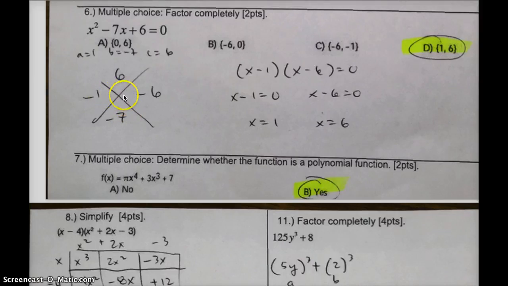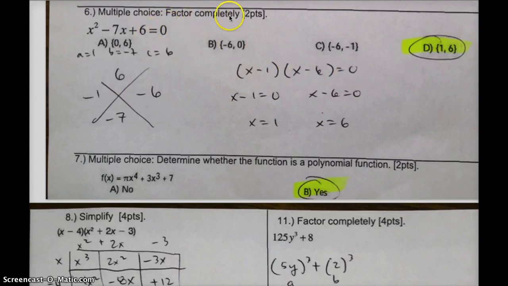Now, you may have seen that I've done the box before, but remember when a is equal to 1, you only need to do your x. Take those two values, put it into your binomials. There it is, x minus 1, x minus 6.